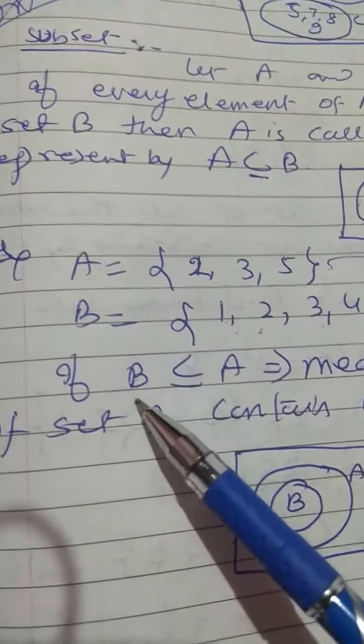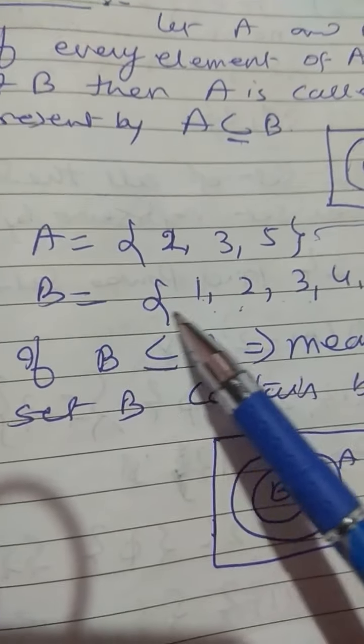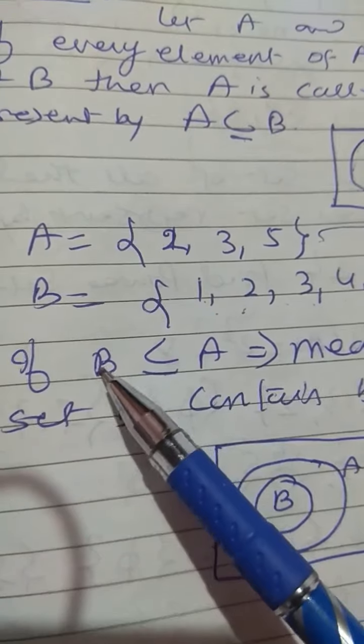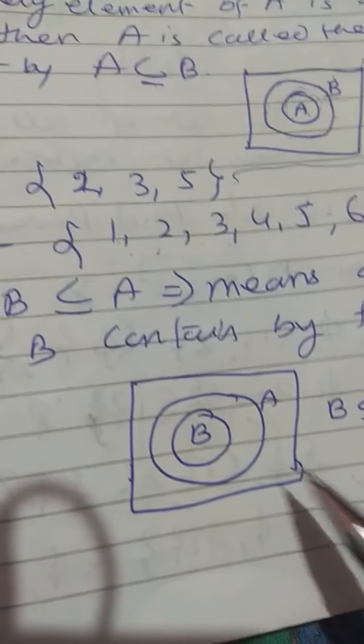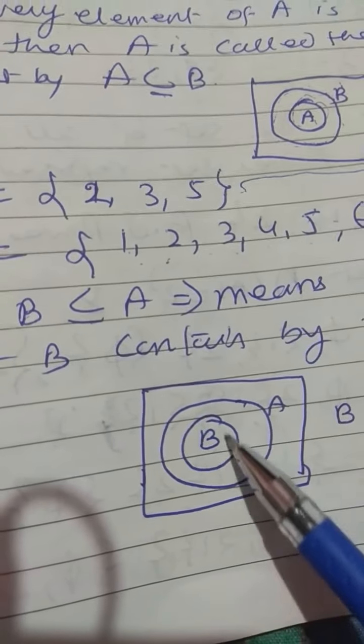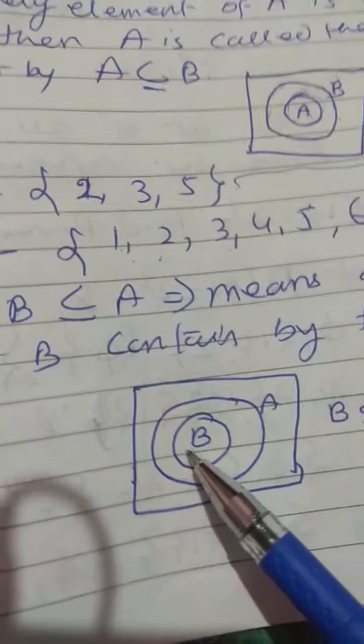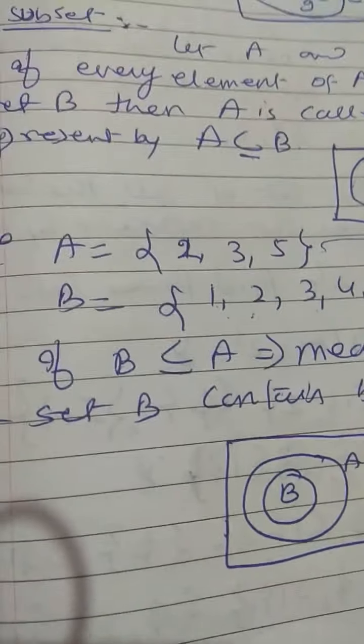If we define B as a subset of A, it means every element of set B is contained in set A. In the Venn diagram, the outer set is A and the inner set is B. It means A contains the set B, which is called B is a subset of A.